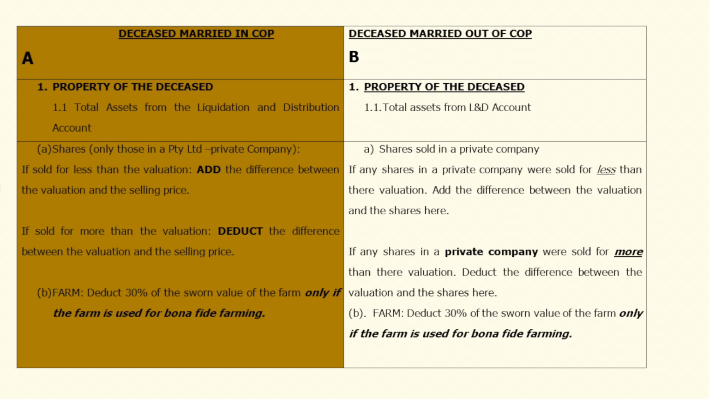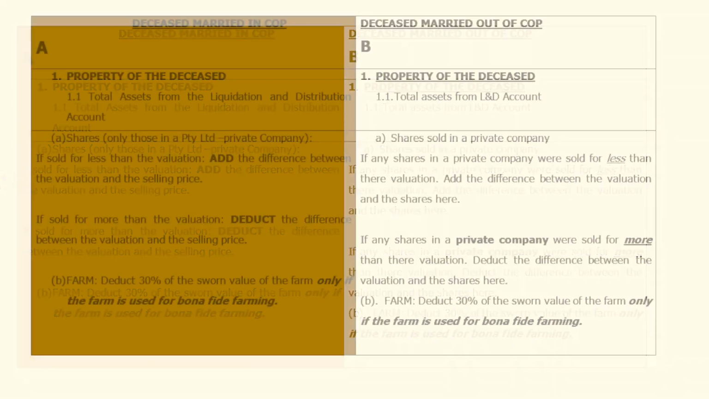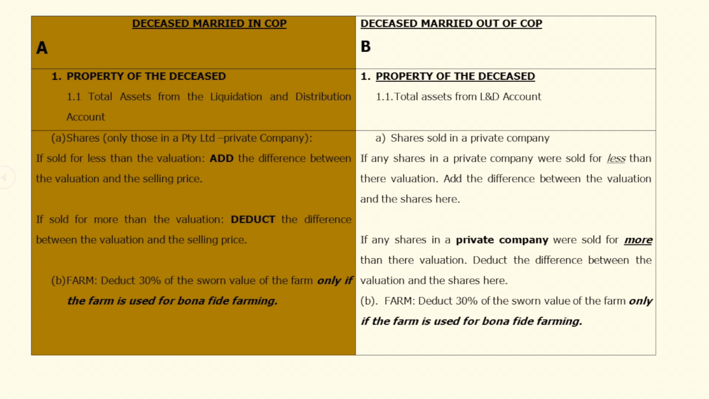If sold for less than the valuation, you add the difference between the valuation and the selling price. The same thing happens in column B if you are dealing with an estate duty addendum for a person who's married out of community of property. If they were sold for less than their valuation, you add the difference between the valuation and the selling price. If they were sold for more than their valuation, you deduct the difference between the valuation and the selling price.